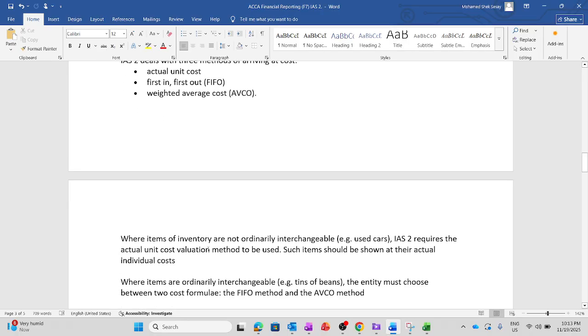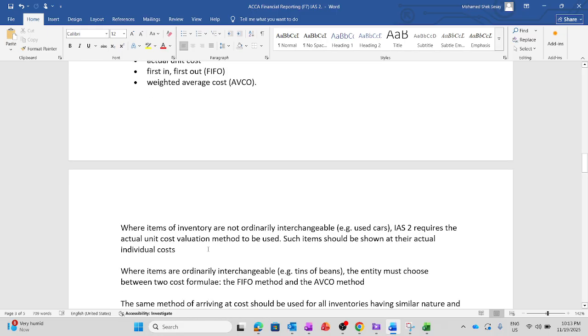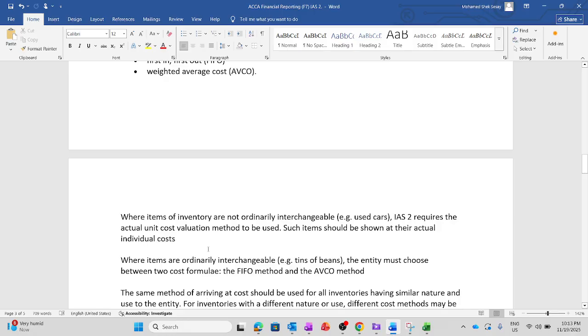So now we need to understand where items of inventory are not ordinarily interchangeable. For example, if we are talking about a used car, IAS 2 requires that the actual unit cost valuation method be used. So we need to know the situation where we are going to use the unit cost, where we are going to use the weighted average, and where we are going to use the first in, first out. So if the inventory is not ordinarily interchangeable, for instance, the used car, then IAS 2 requires we use the unit cost to value this particular inventory. Such items should be shown at their actual individual cost.